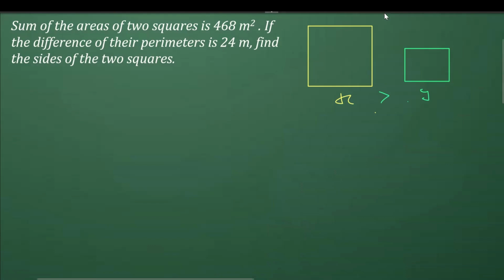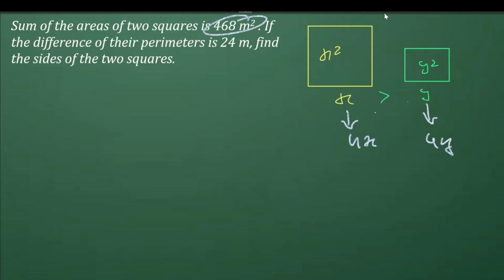We have to find their area also. We need a relation of area. So area of a square is what? x square, side square. So area of the other square will be y square. Further, I can see we also have to deal with their perimeters. So the perimeter is what? 4 into side, right? So 4x is the perimeter of this, and for this figure, the perimeter will be 4y.